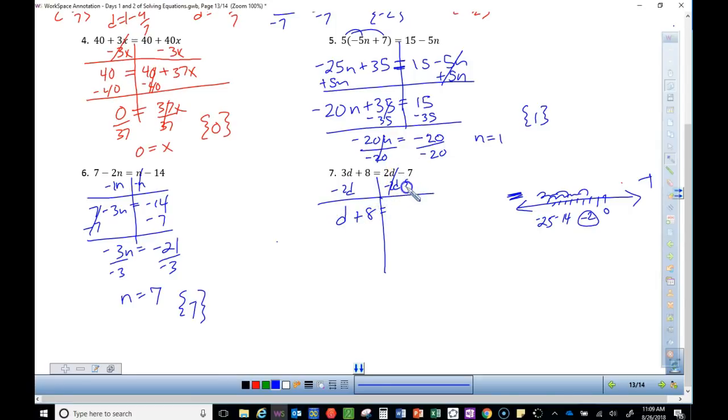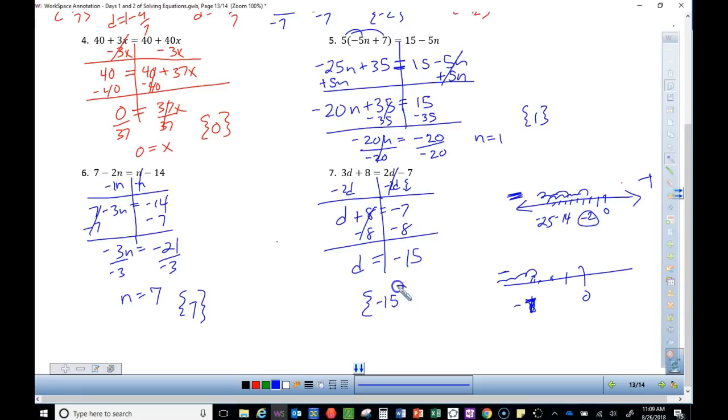Be careful about this sign here. Make sure it comes down negative 7. When I minus 8, picture that number line. If I'm at minus 7 and I'm going to minus 8 more, I'll get to negative 15. So d equals negative 15, and that one's done. Not so bad.